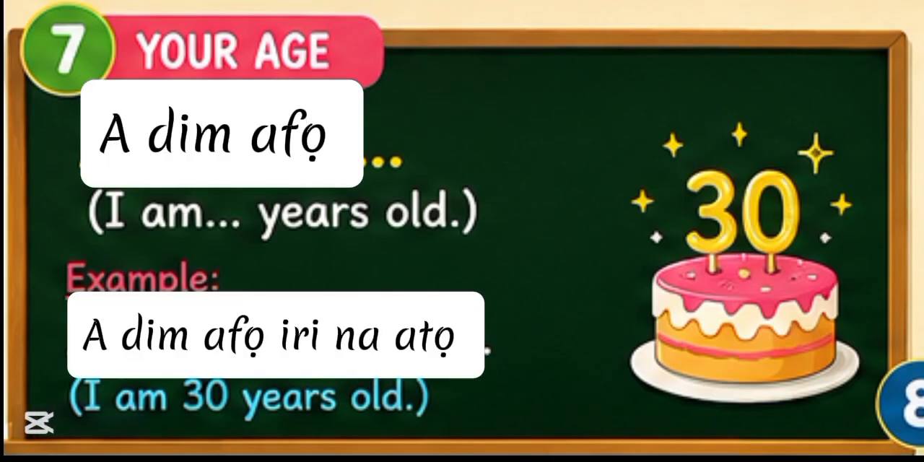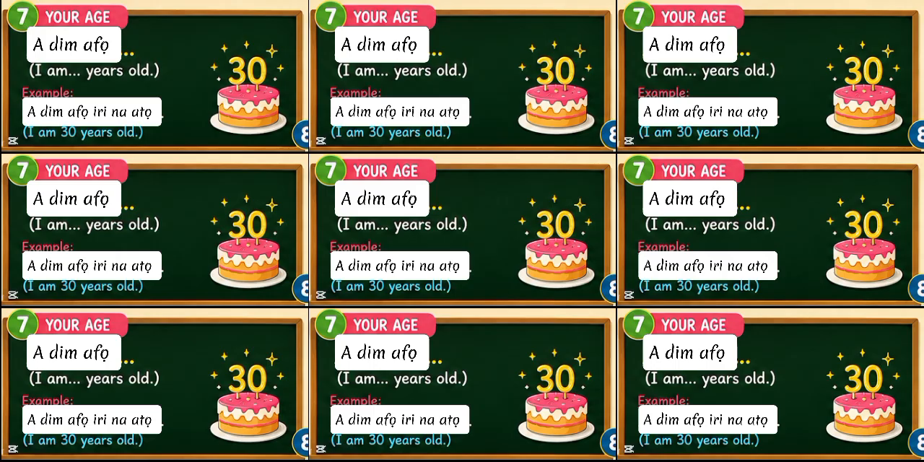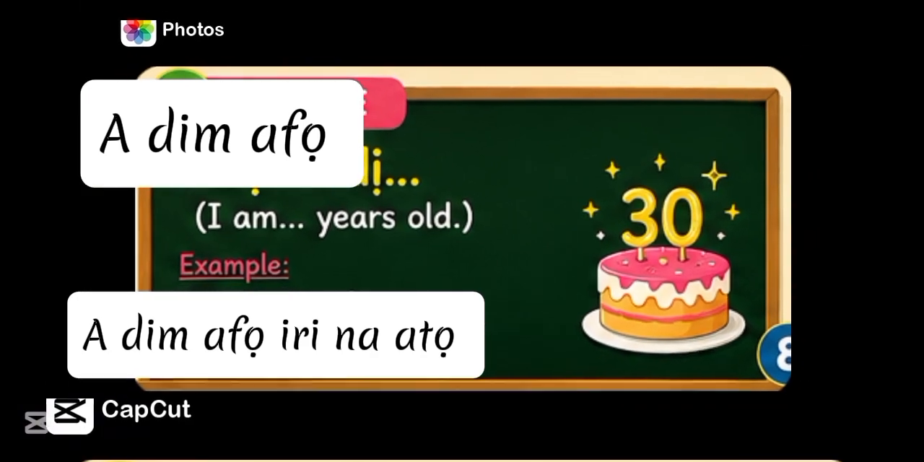Afọ, that is year. Telling someone how old you are. Adị m afọ iri. I am 10 years old. We've done numbers before now and we'll still do it again. So just know any number and then add afọ, that is year.